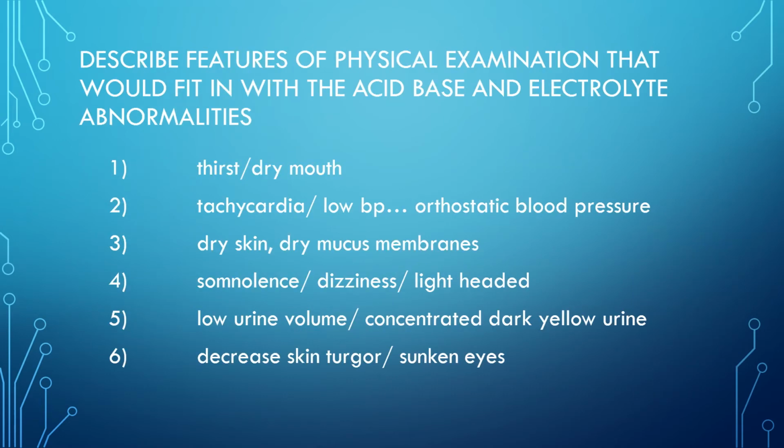Describe the features of physical examination that would fit in with the acid-base and electrolyte abnormalities. These are the findings of physical examination associated with dehydration and are already included in the presentation. The physical exam findings for dehydration include thirst and dry mouth, tachycardia with low blood pressure, dry skin, somnolence, dizziness, or lightheadedness, low urine volume or concentrated dark urine, and decreased skin turgor or sunken eyes.